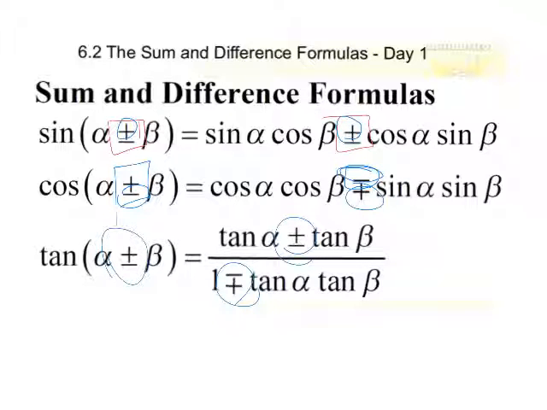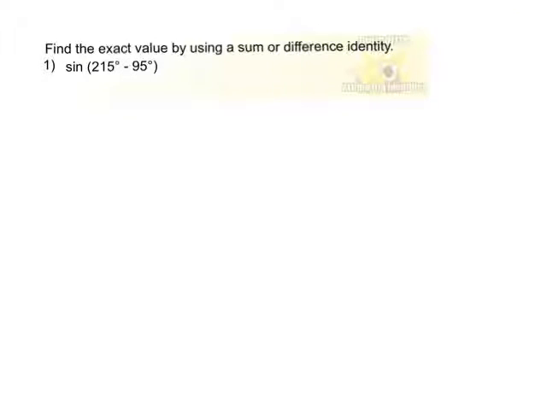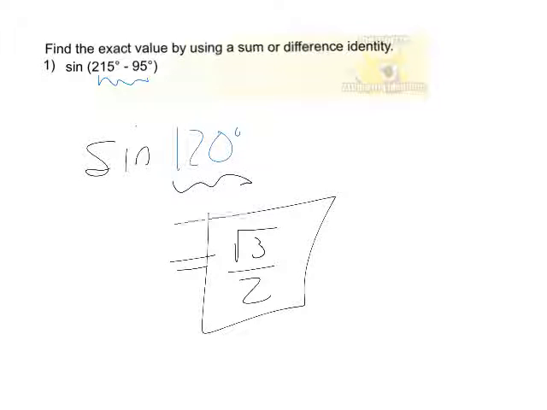So let's do a couple of examples. All right, we want to find the exact value by using a sum or difference identity. The very first thing that you're going to do is actually simplify within your parentheses. The reason is that sometimes these things are on the unit circle. If I do 215 minus 95, it is 120 degrees. So I can actually just take the sine of 120 degrees. I don't need to do anything with the sum or difference identity. It is on the unit circle, so just go to the unit circle and grab the y coordinate. So that value is radical 3 over 2. Okay?